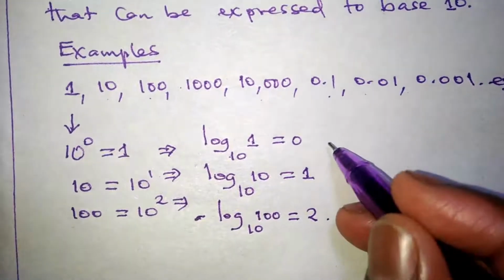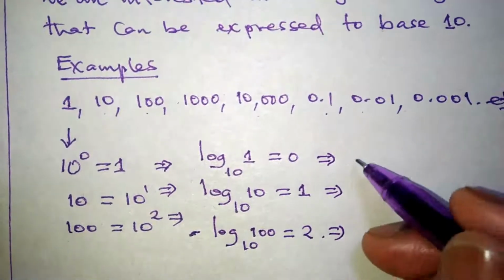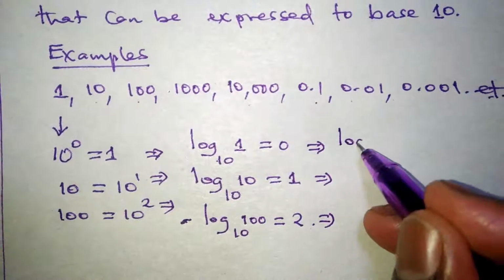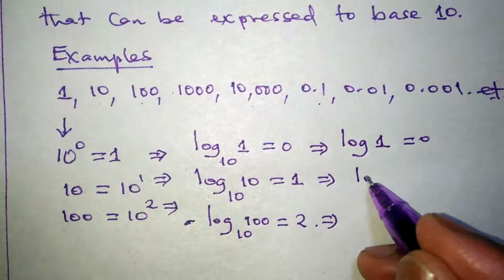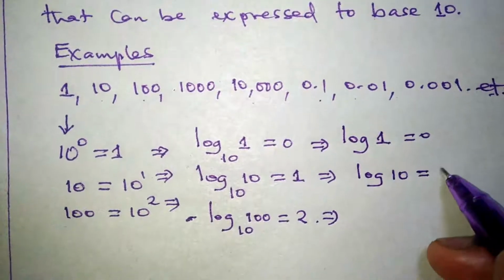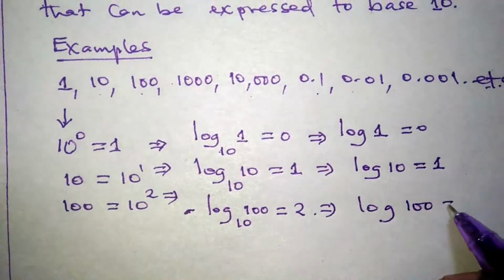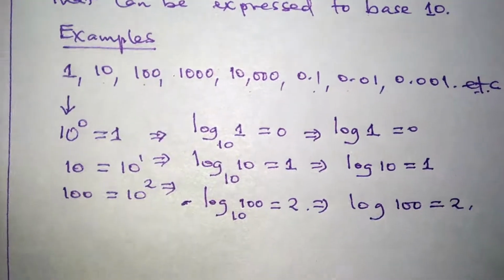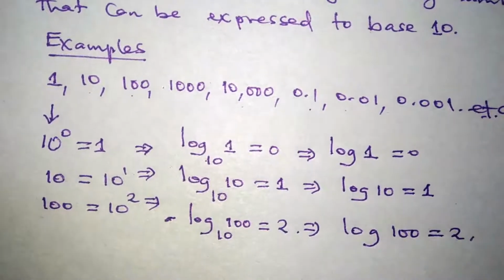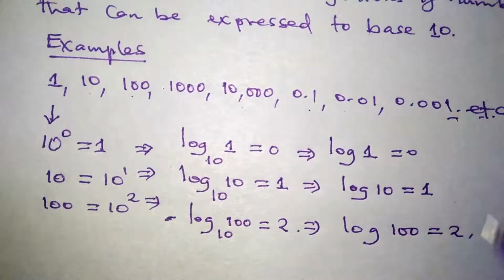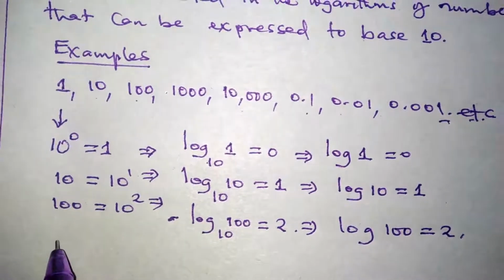Now we also said that when we are dealing with the log to base 10, it is just okay to write this without writing the base. So the log of 1 is equal to 0, the log of 10 is equal to 1, and the log of 100 is equal to 2. If we continue writing the above, we continue up to 0.001, we are going to end up with the following.